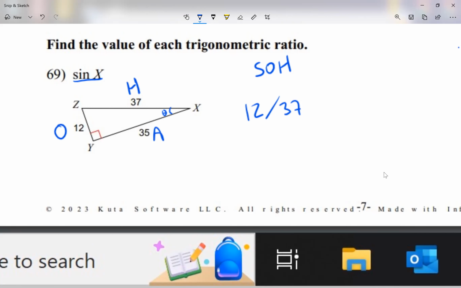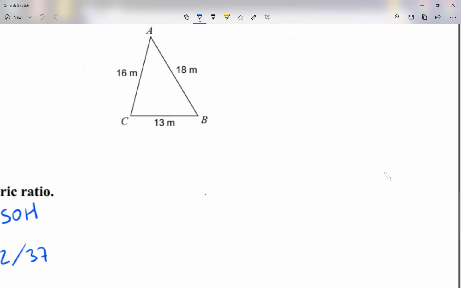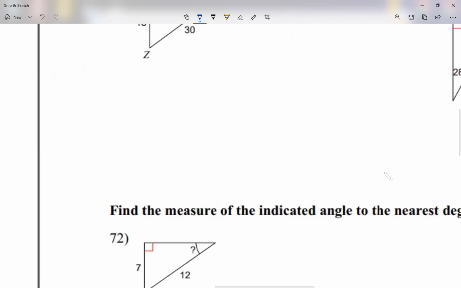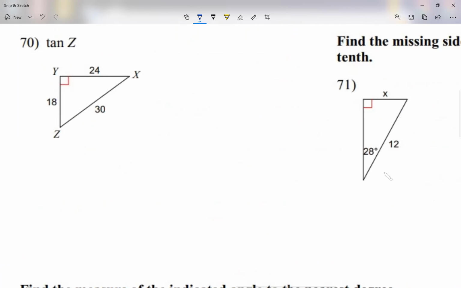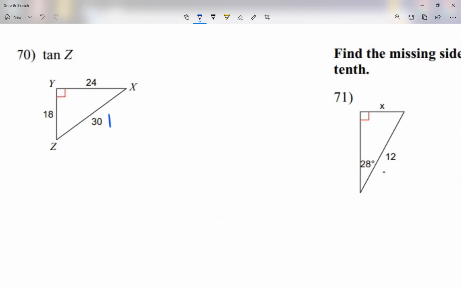All right, let me flip the page. Let's take a look at question number 70. It's right here. All right, so again, the big side, I'm doing the trigonometric ratio on this one again. So the big side is the hypotenuse. It says tangent of z. So right here at the corner of z, that's where theta will go. So that means 24 is the opposite and 18 is the adjacent.